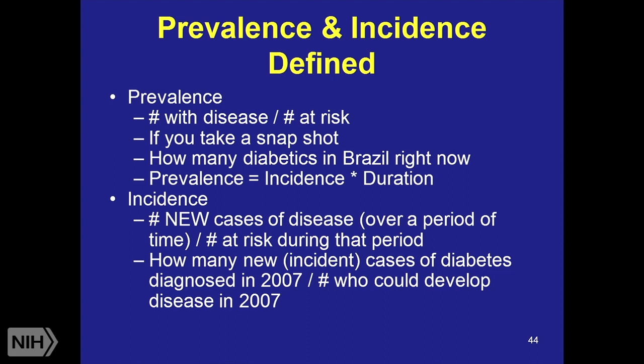So what is incidence? Incidence is your number of new cases of a disease over some period of time, divided by the number of people who are at risk at that period. So if I already have type 2 diabetes, I'm not at risk of getting it again. An example of a question you might ask is how many new incident cases of type 2 diabetes were diagnosed in 2007, divided by the people who could develop the disease in 2007.